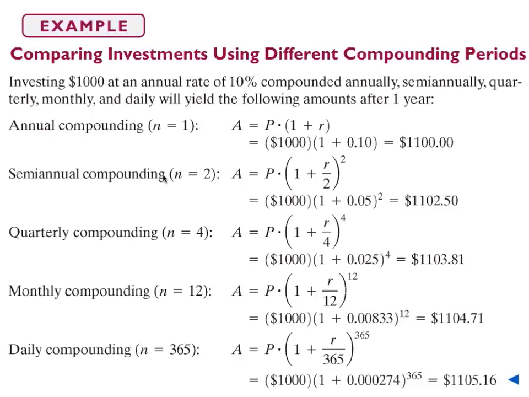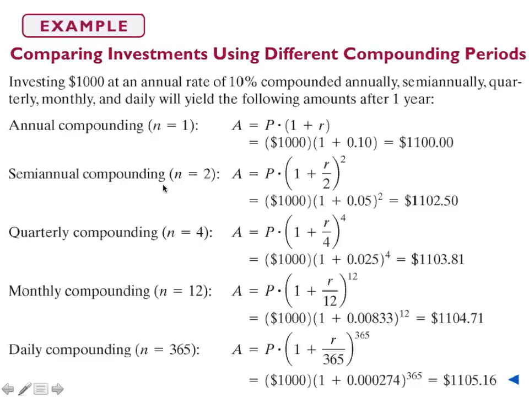Let's say that we're investing $1,000 at an annual rate of 10%, which is compounded annually, semi-annually, quarterly, monthly, and daily. So we're just going to look at annually and semi-annually. If it's compounded annually, that's just once a year, so n is just going to equal 1. All we have to do is plug n equals 1 into here. So we have 1,000, that's our P, times the quantity 1 plus 0.1. We don't have a power here because we just have the 1 times 1 power, which is just going to be 1. So you get $1,100 right here.